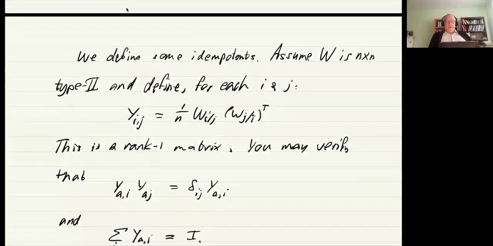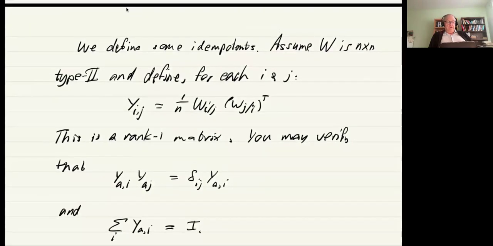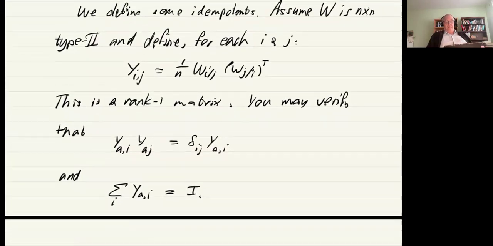So to go further, I need some idempotents. I was revising this stuff about half an hour ago, so probably maybe an hour ago. It may be scrappier than usual, but I think it's okay. So I'm starting with an n by n type 2 matrix, and I'm defining a family of matrices, Y sub ij. It's not quite an outer product, but it's trying to be. So we've got this family of matrices, and each is a rank 1 matrix.